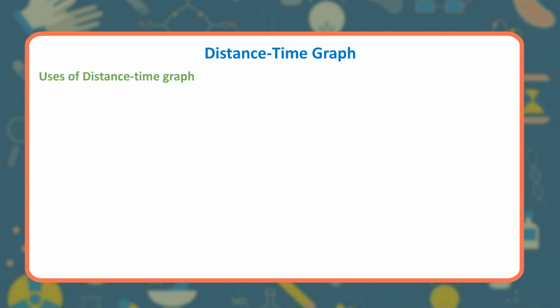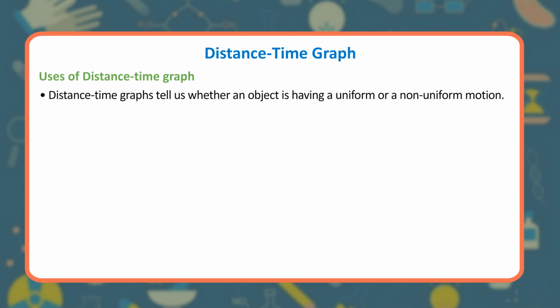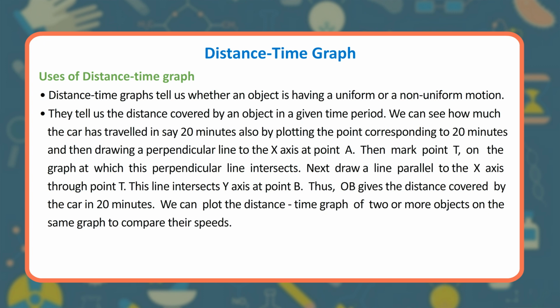Uses of distance-time graph. Distance-time graphs tell us whether an object is having a uniform or a non-uniform motion. They tell us the distance covered by an object in a given time period. We can see how much the car has traveled in say 20 minutes also by plotting the point corresponding to 20 minutes and then drawing a perpendicular line to the x-axis at point A. Then mark point T on the graph at which this perpendicular line intersects. Next, draw a line parallel to the x-axis through point T. This line intersects the y-axis at point B. Thus, OB gives the distance covered by the car in 20 minutes.